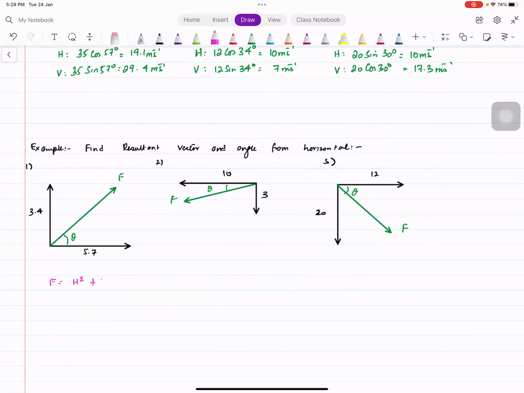So horizontal square plus vertical square, under root, will give you the answer. It's very simple. 5.7 whole square plus 3.4 whole square, under root, is going to give you 6.64. Now if you want to find this angle, you should know this is the adjacent side and this is the opposite side. So you can simply use tan theta, which is opposite over adjacent, and then take tan inverse, which is going to be 30.8 degrees, like that. So it's pretty simple.